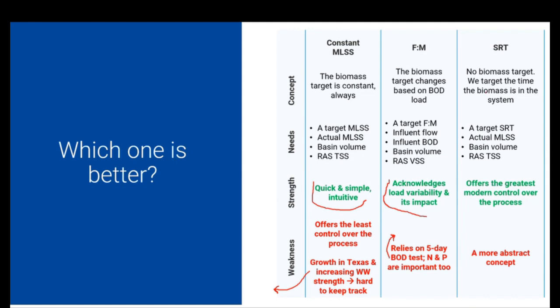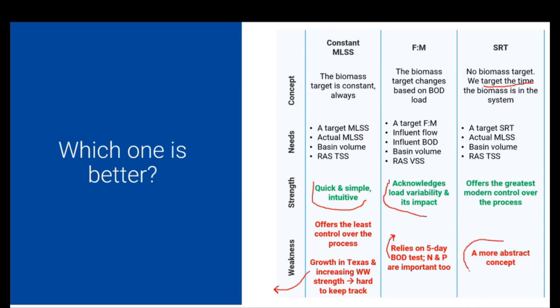What we typically recommend is that we target time in the system with SRT. So we target how many days we're going to be in the system, and then the mixed liquor is just a result based on load. We're not trying to control the mixed liquor. We're just targeting an SRT, and the mixed liquor is a result of what we're doing there. You basically get the most amount of control.